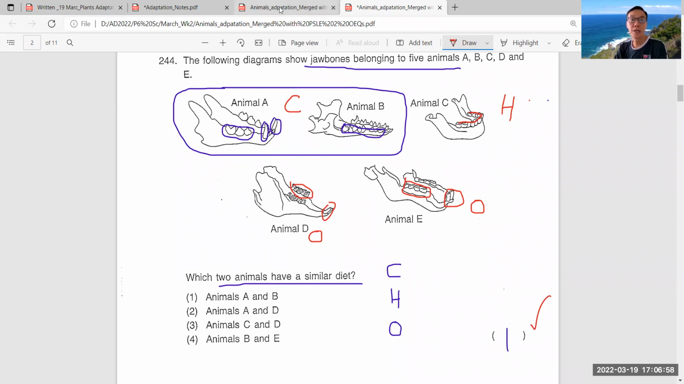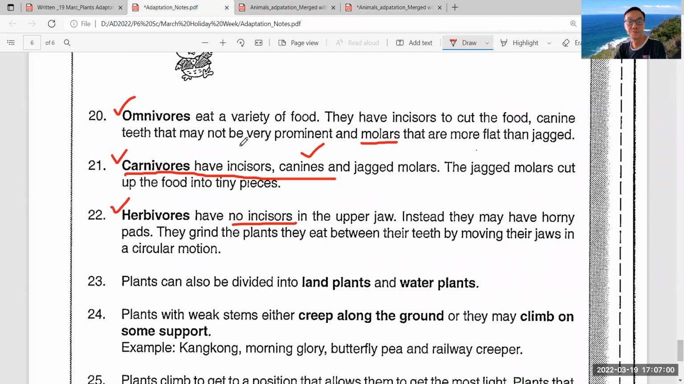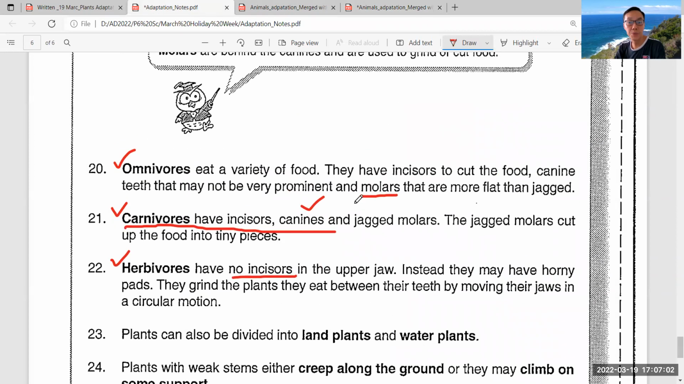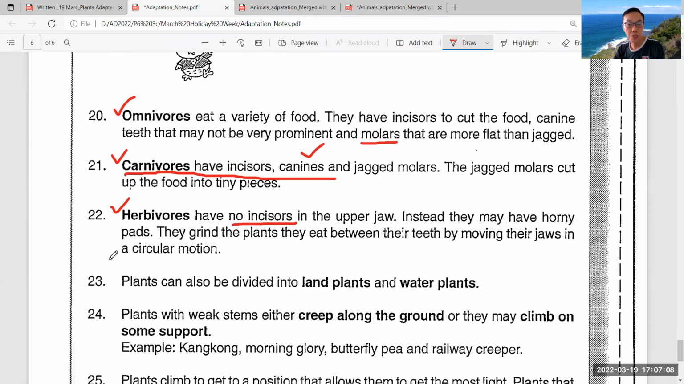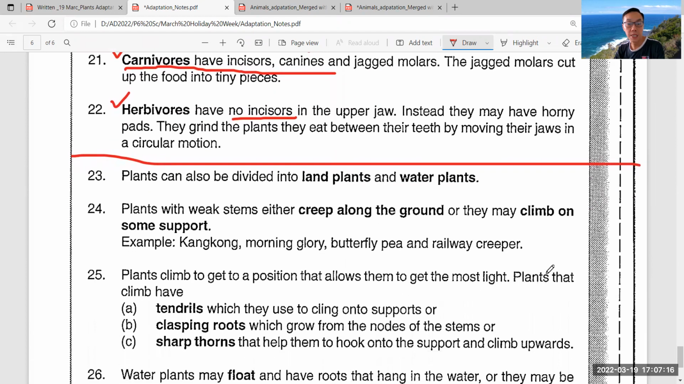Okay, so we come back to the notes here. By observing this, we can determine the type of diet the animal is having. Okay, so today I will focus on the next section, which is that plants can be divided into land and water plants, and the various adaptations, which we'll do in the next recording.